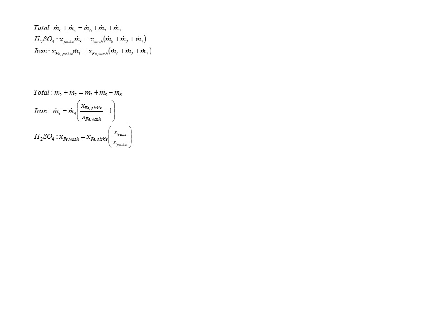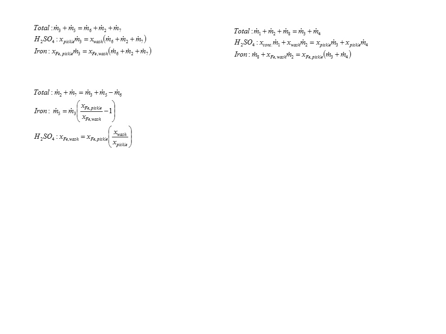So now I can determine all the flow rates in the pickle bath except for M2 and M7 uniquely. I can only determine what the sum of those 2 are, but I can determine M5 and the mass fraction of iron in the wash solution.